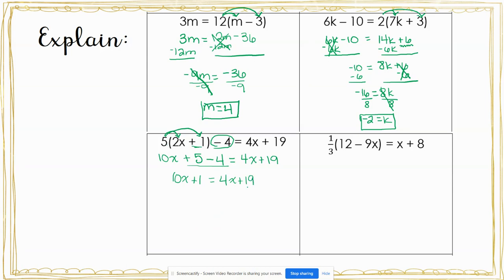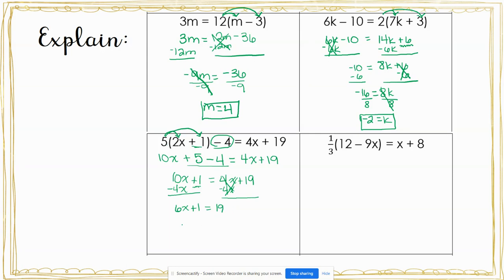Now when I look at the left side and the right side, both sides are simplified, so now I can start solving my equation by using inverse operations. I see that I have a variable on both sides, so I'm going to move my 4x since that's my smaller coefficient. Now that is a positive 4x, so I'm going to do negative or minus 4x on both sides. 10x minus 4x is 6x, and then I'm still left with this plus 1. 4x minus 4x is 0, and if I do 0 plus 19, I get 19.